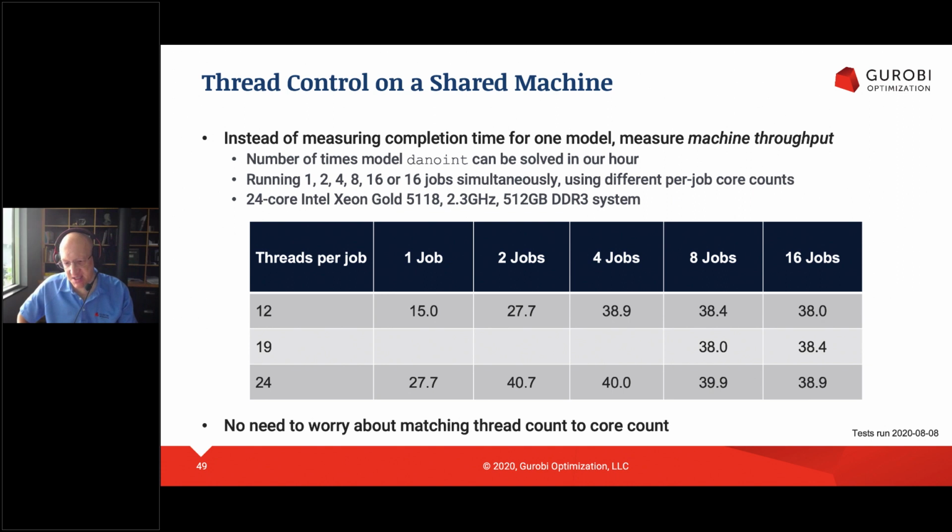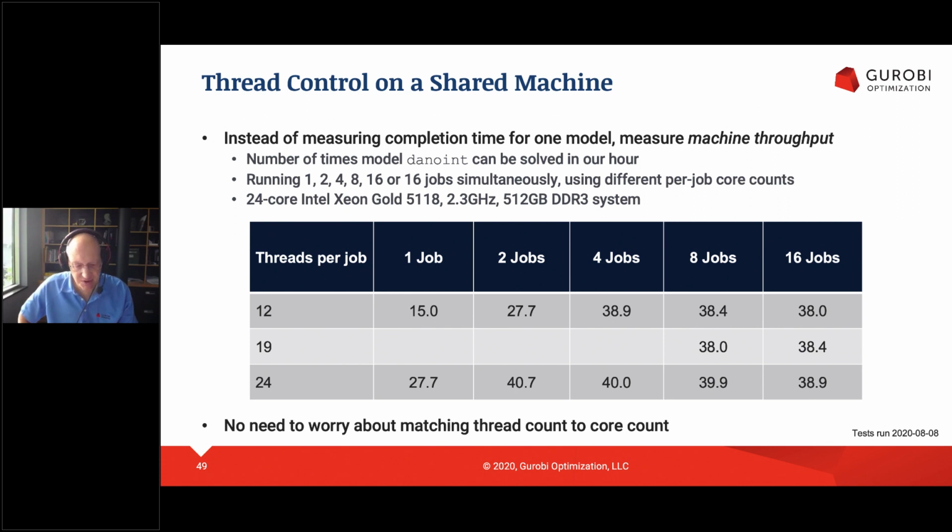And then the interesting thing is, as I continue oversubscribing the machine, so 4 jobs to 8, 8 jobs to 16, performance starts to drop off a little, but just a little. And so in this case, I've got 16 jobs, each asking for 12 threads. So I'm asking for 192 threads total on a 24-core machine, and throughput is still good.